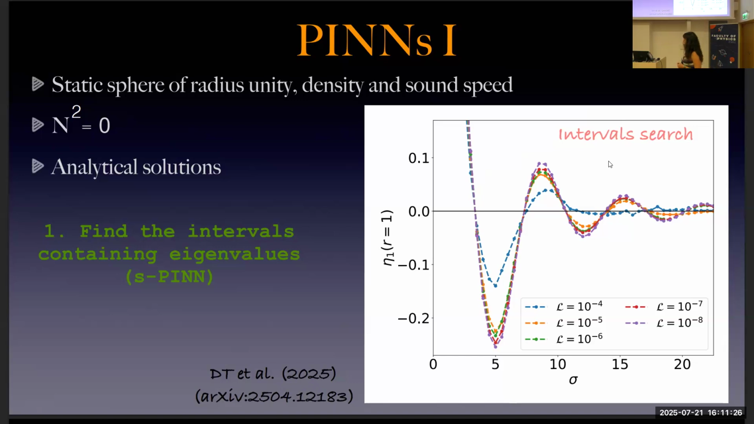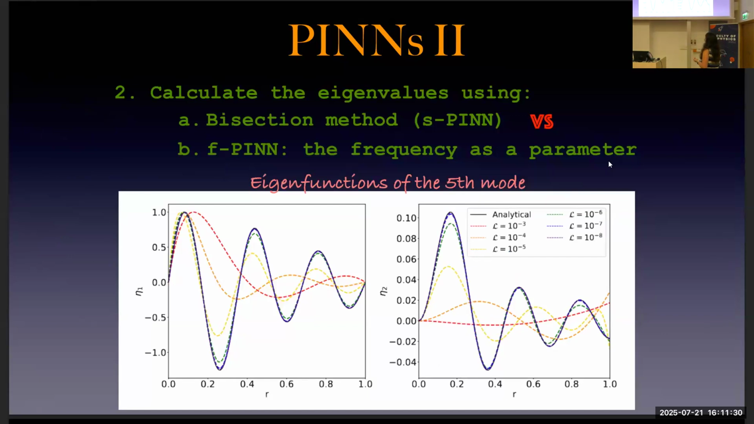So once we find these intervals, then what do we do? Then we have two different methods in order to actually compute the eigenvalues, our frequencies. Now, we did that with a bisection method, which used as the eigenvalue solver the PINN that actually was searching for the frequencies. And we did it also with another way by having a second PINN, which now is going to have the frequency as a parameter.